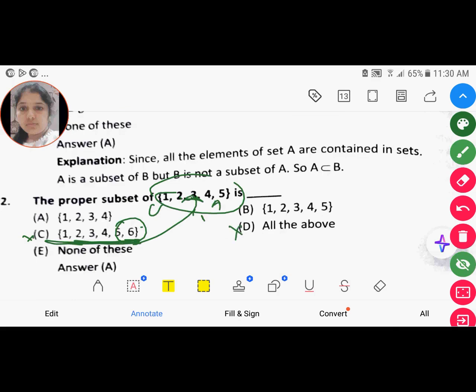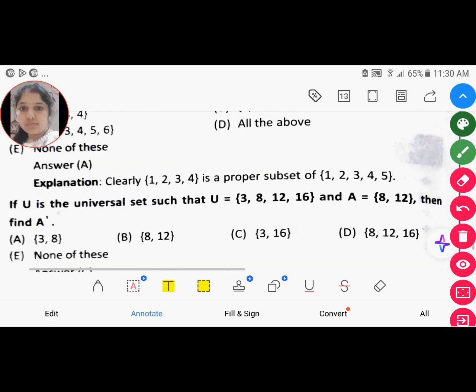All the above is also not the answer. Now 1, 2, 3, 4, 5, all the elements are there in the given set. So it is also not a proper subset because there should be at least one element in the set which is not there in the subset. So 1, 2, 3, 4 is the only proper subset of 1, 2, 3, 4, 5.